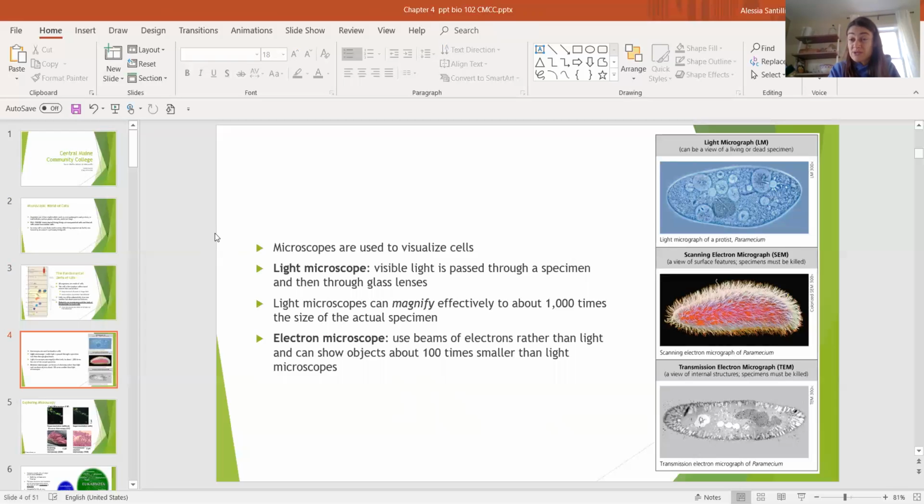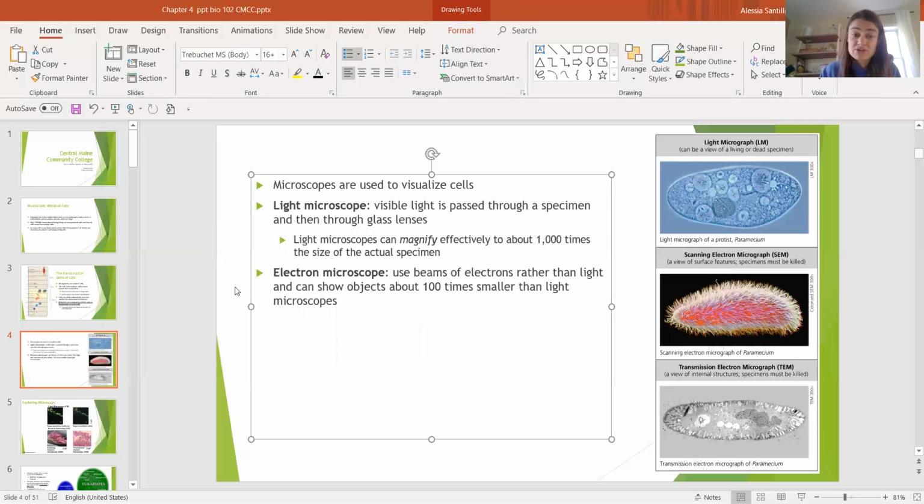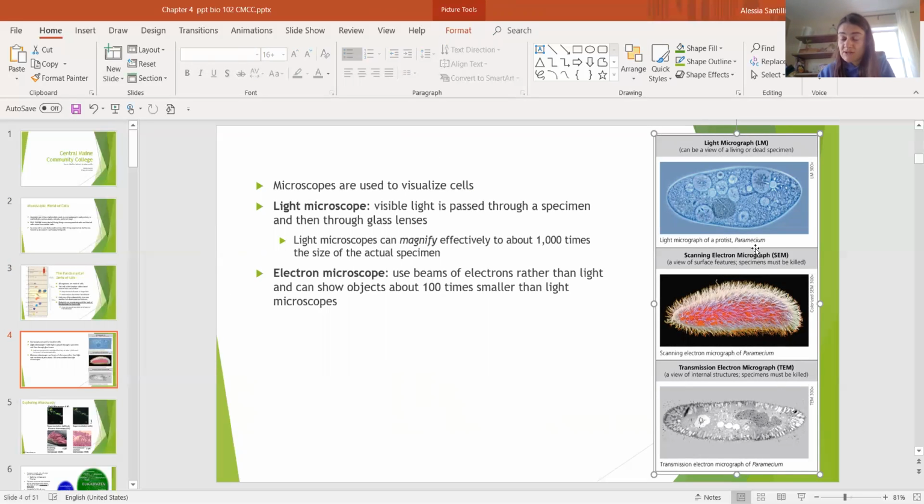So light microscopes, as their name suggests, use visible light and glass lenses to magnify your specimen. The specimen can be magnified up to about 1,000, even 2,000 times, depending on the actual light microscope. This way you've zoomed into the image, and you can start seeing it a bit more. This right here is a light microscope image of paramecium, that protist that I mentioned even in the past slide. This is a very good picture, a very good visual of paramecium under the light microscope.